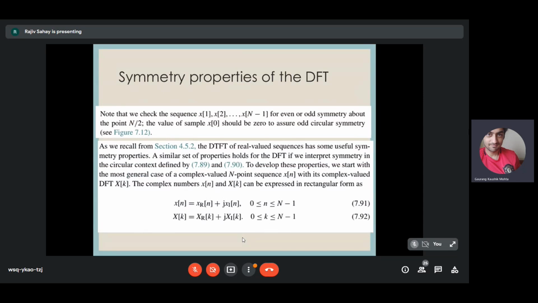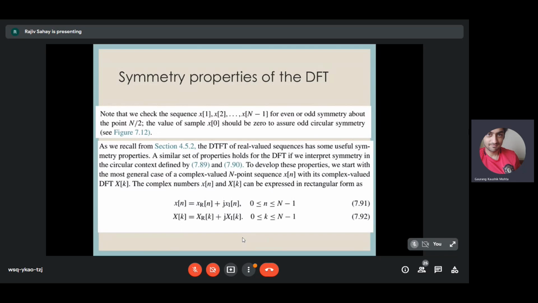we talk about the symmetry properties of real valued sequences. So earlier we know that the DTFT satisfies the property of conjugate symmetry, that is X(e^jω) is equal to X*(e^-jω). So the DTFT follows the property of conjugate symmetry for real sequences. That means the magnitude response is an even signal and the phase response is an odd signal. Similar properties hold for the DFT.